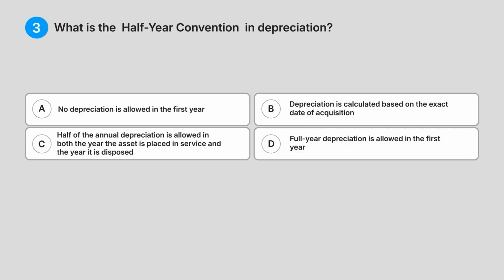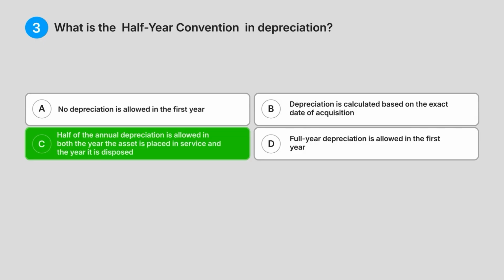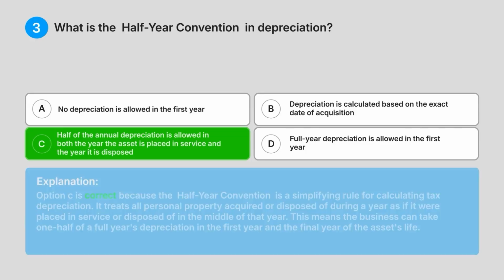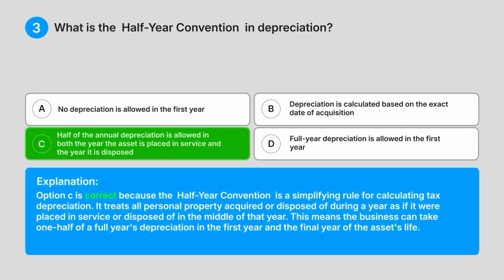Correct answer, C. Half of the annual depreciation is allowed in both the year the asset is placed in service and the year it is disposed of. Explanation. Option C is correct because the half-year convention is a simplifying rule for calculating tax depreciation. It treats all personal property acquired or disposed of during a year as if it were placed in service or disposed of in the middle of that year. This means the business can take 1/2 of a full year's depreciation in the first year and the final year of the asset's life.